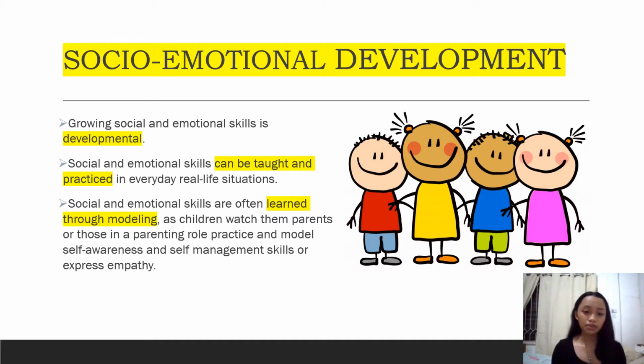Next, social and emotional skills are often learned through modeling. As children watch their parents or those in a parenting role practice and model awareness and self-management skills or express empathy. As a parent or someone in a parenting role, you can model these skills not only for your children but also for coworkers and other family members.